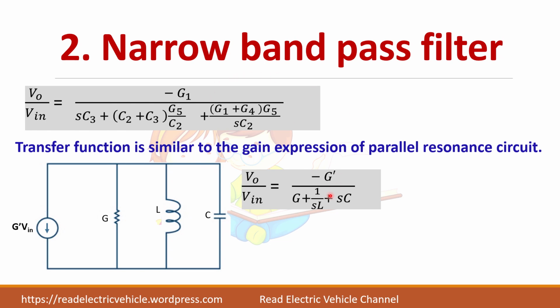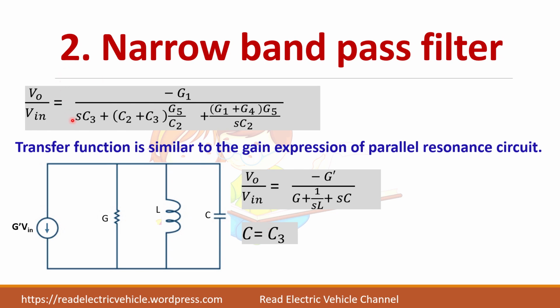You compare these two, it will be similar. That is, one constant term is there, which is the G part here, and a 1 by S into L term is there. Similarly here also we have something divided by S and S into capacitance here. Similarly S into some capacitance here. So these two expressions look similar. So you can compare these two and find what is the value for G, L and C.